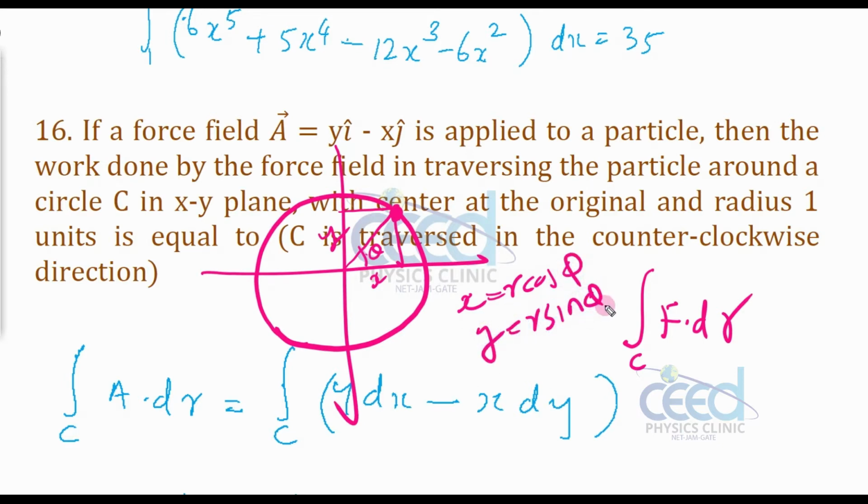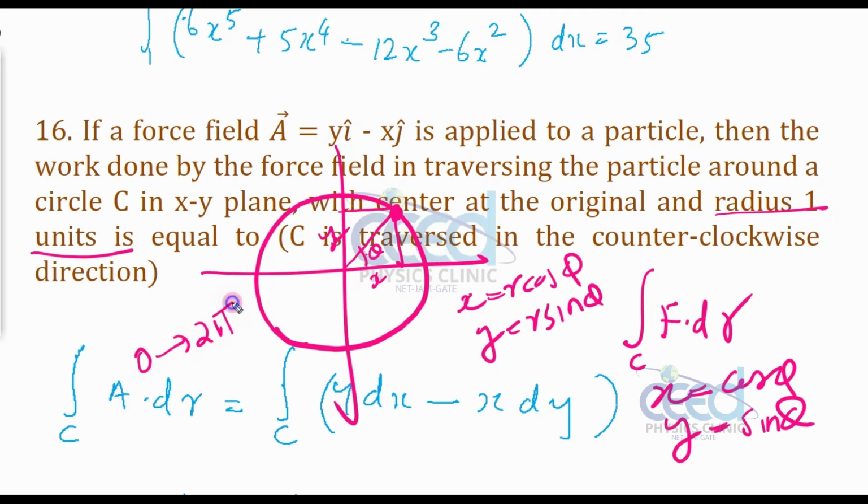But in the question it is given that the radius is unit, equal to 1. So I can replace x with cos theta and y with sin theta, and for a circular track the limit I can take as 0 to 2 pi. You can substitute this here, and dr I can take as dx i cap plus dy j cap.